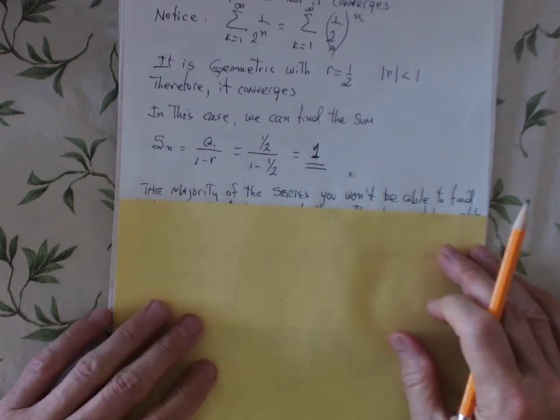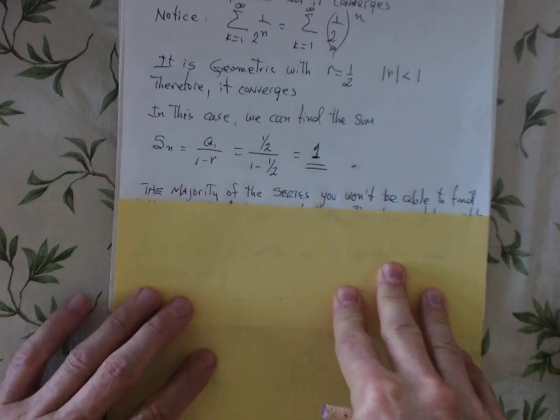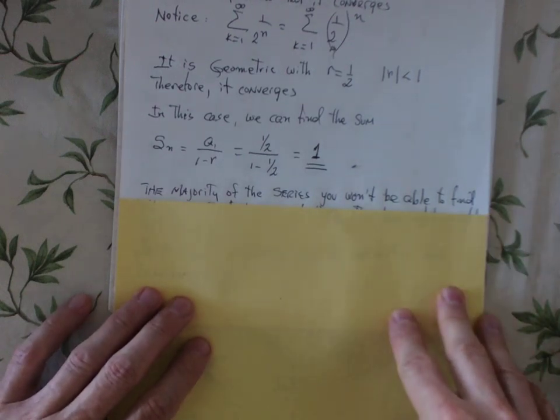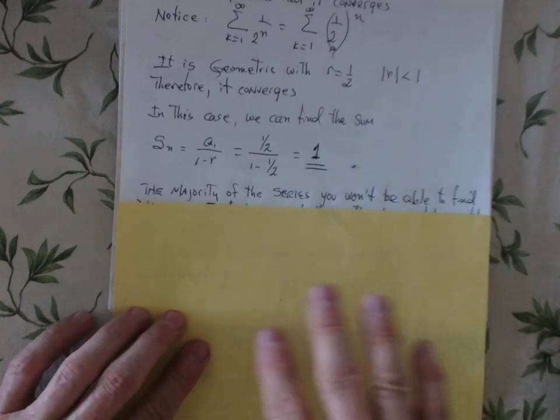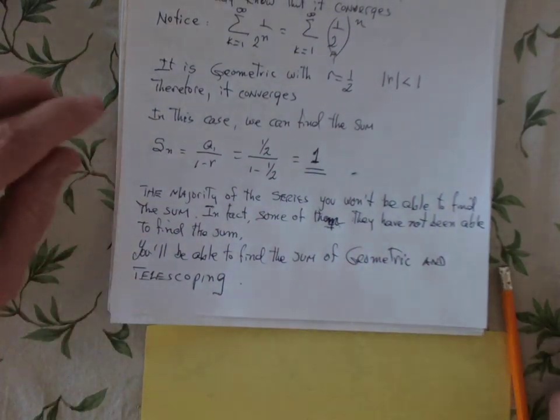But the ones where you can find the sum, and usually what they ask about finding the sum, are the geometric and the telescoping. All right, so these two, geometric and telescoping, are usually what the questions are.